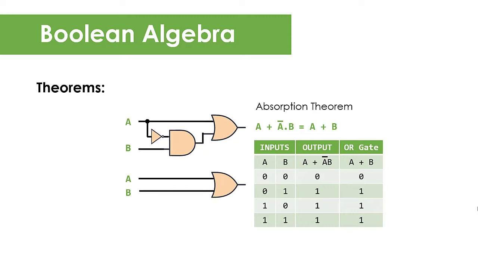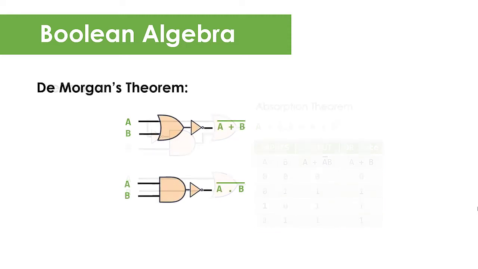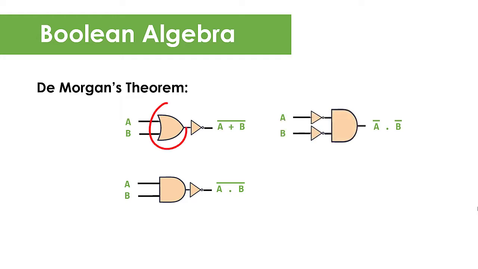And finally, we have the De Morgan's theorem. Again, no rules can be applied for these two logic expressions. But these two circuits can be transformed using the concept of bubble pushing. A plus B over bar can be rewritten as A bar dot B bar. And when you push a bubble to apply to its individual variable, the OR gate must be changed to AND gate. You can verify that the truth table for these two expressions are the same.